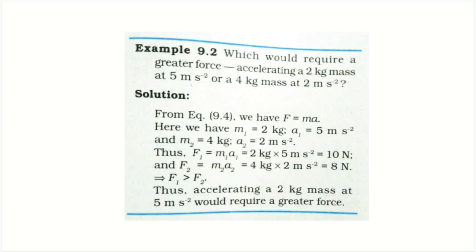Since the first force 10 newton is greater than the second force 8 newton, this implies that F1 is greater than F2. This shows accelerating the first object of 2 kg mass at 5 meter per second square would require a greater force.